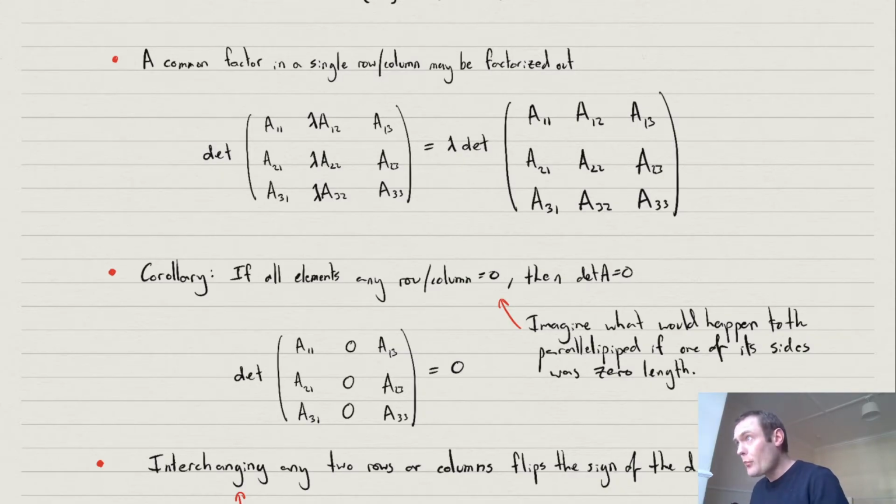And a nice thing to imagine there is, recall that the determinant's meant to correspond to the volume of a parallelepiped, and this would mean that one of the sides of the parallelepiped has 0 length, so the volume is going to vanish too. And if one of the sides of a shape is 0, then its volume is going to be 0.